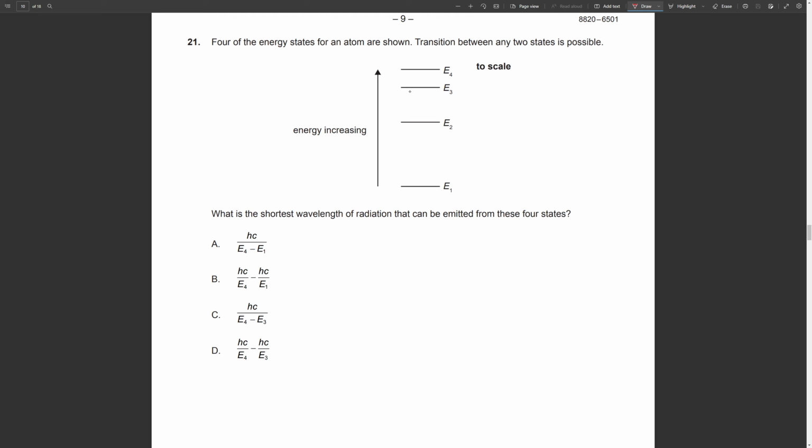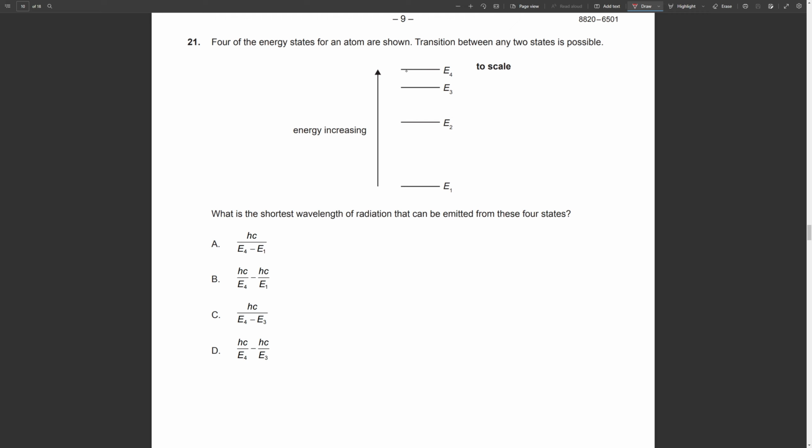In question 21, you can see there are 4 energy states of an atom, and we are looking for an emission of radiation. Therefore, we look for a de-excitation, which means the electron is moving to a lower energy level.